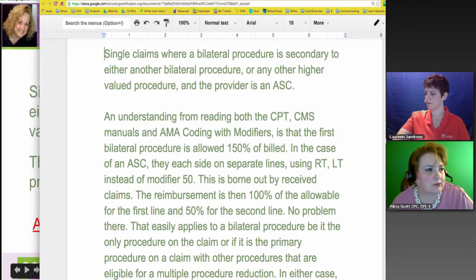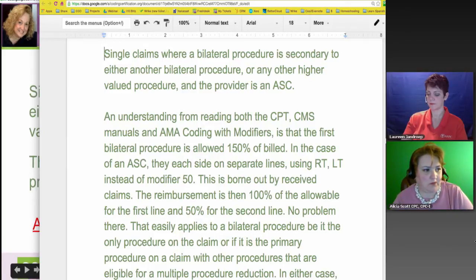So understanding from reading both the CPT and CMS manuals, AMA coding with modifiers, is that the first bilateral procedure is allowed at 150%. In the case of an ASC, they report each side on separate lines using RT and LT instead of a 50 modifier.